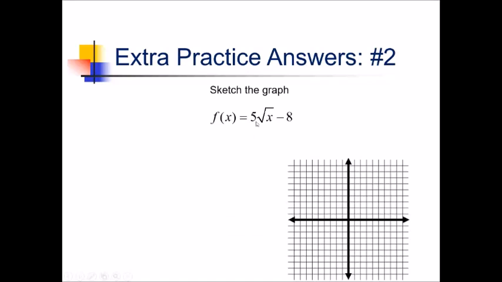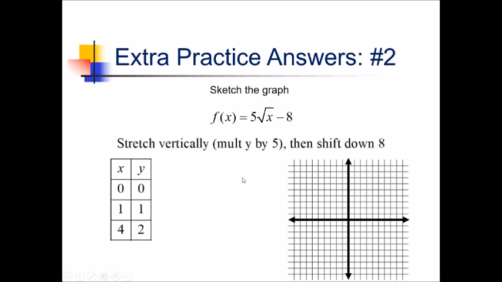To transform this square root function, let me start with the original parent function table with 0, 0, 1, 1, and 4, 2 that I know are on the original graph. Now for transformations, the 5 outside here is a vertical stretch. We're multiplying y values by 5. The minus 8 out here is a y value shift. We're shifting down by 8.